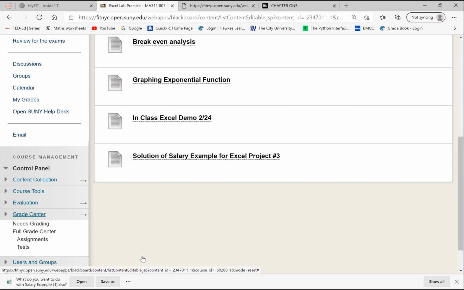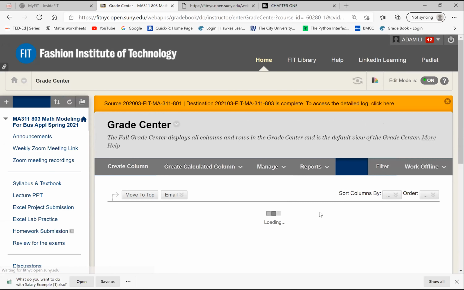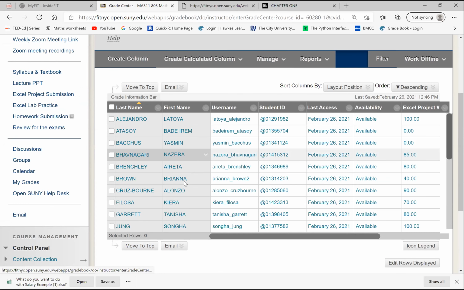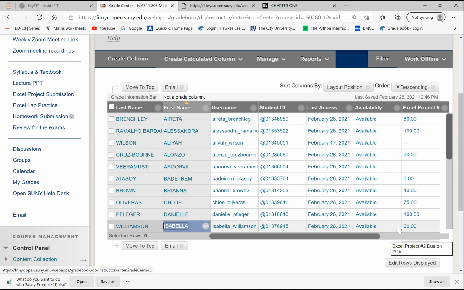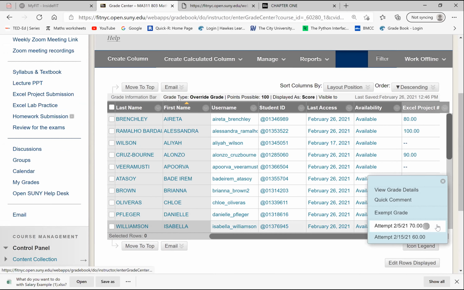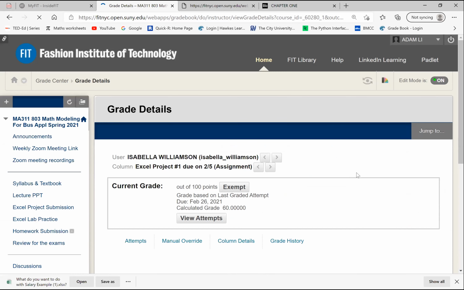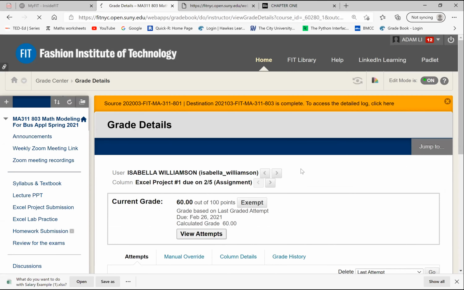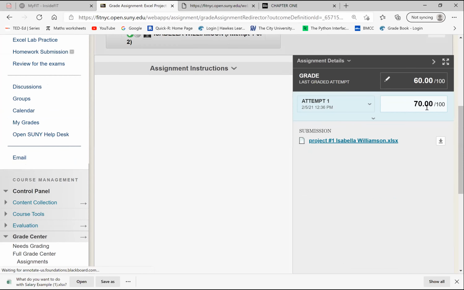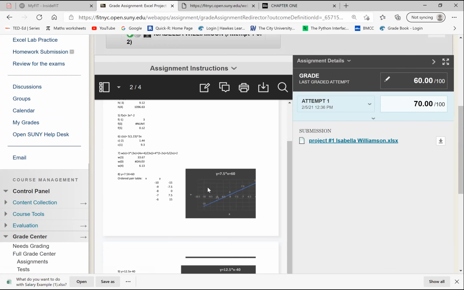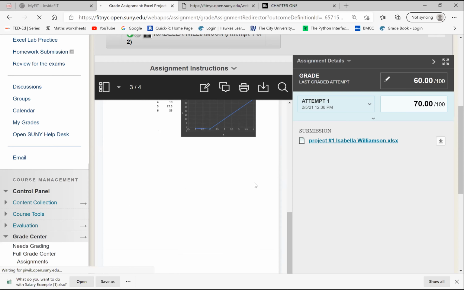Can you see the screen? Yeah, I can see it. Okay, very good. Let me go to your submission, and then I will go over what you can improve. You can improve on it, and I will still let you submit it after that. Excel project number 1, right? Yeah. Let's view the grade details and view attempts. This is attempt number 1. You got a 70 on this one. Let's see what went wrong there.